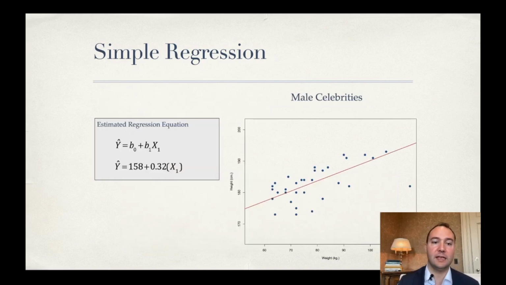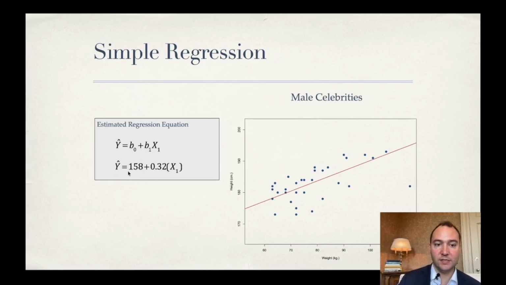If we calculate this, we get this equation here, 158 plus 0.32. That means if my weight is 0, then my height should be 158. That doesn't exactly make sense. However, we shouldn't consider every value on this line to be a realistic value.